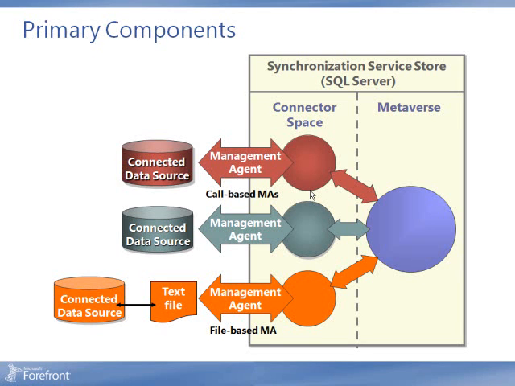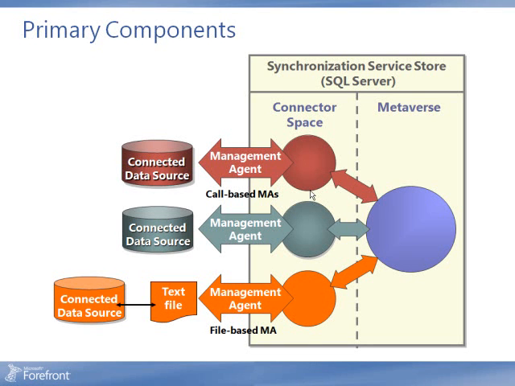For many MAs, FIM communicates directly with the data source. These are call-based MAs. For others, an intermediary file is used, such as AVP, LDIF, fixed width, delimited, and so on. These are known as file-based MAs. Call-based sources are highly preferable. File-based MAs are usually only used as a last resort when there's no other way of connecting.